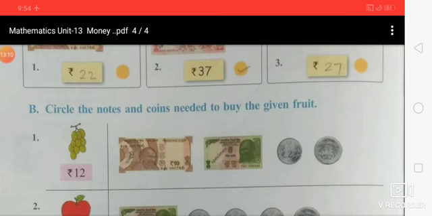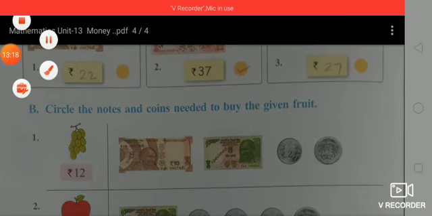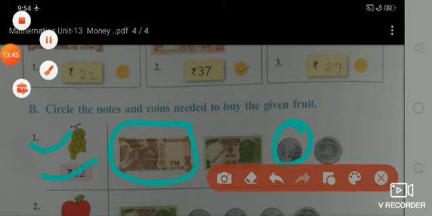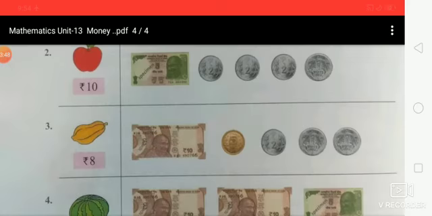Now next, exercise B. Circle the notes and coins needed to buy the given fruits. So first one, what is this? Grapes. Grapes cost 12 rupees. Circle the coins and notes. The 10 rupees note is circled and the 2 rupees coin is circled. That means the total amount is 12 rupees.